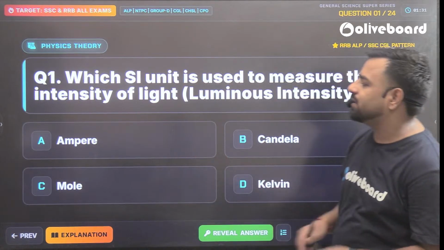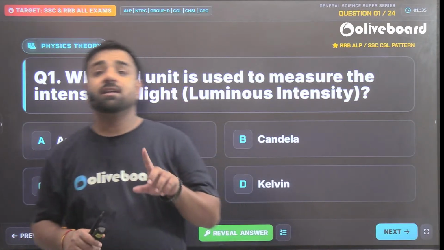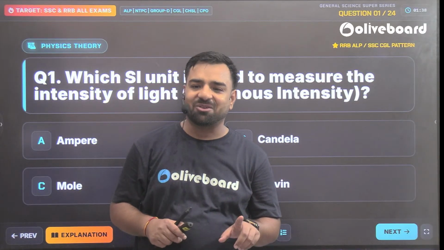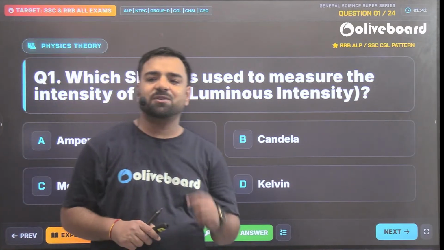Is it option A, ampere? As we know, ampere is the SI unit of electric current, so ampere cannot be the answer. The second option is given as candela, and obviously option B is the correct answer.